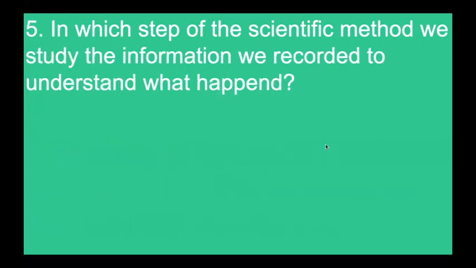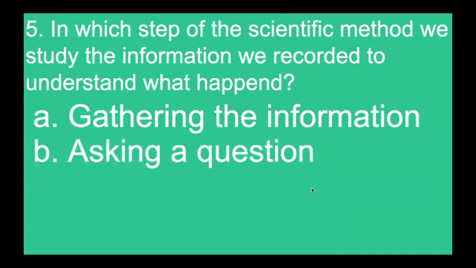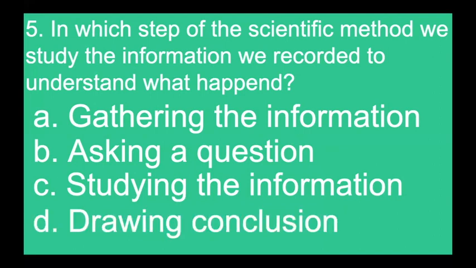Next question, number 5. In which step of the scientific method do we study the information we recorded to understand what happened? The answers: A. Gathering the information. B. Asking a question. C. Studying the information. D. Drawing conclusion.